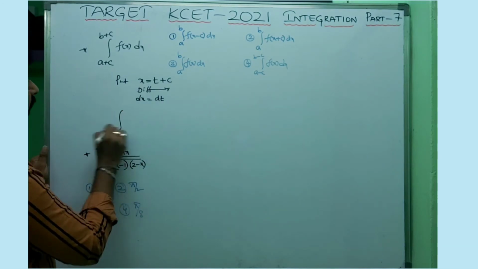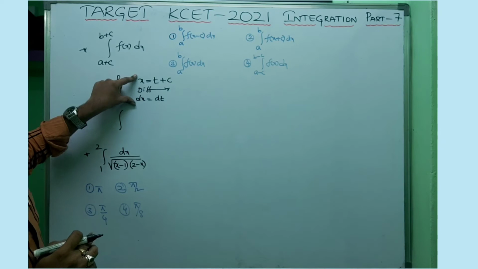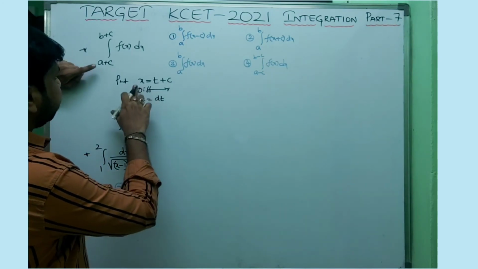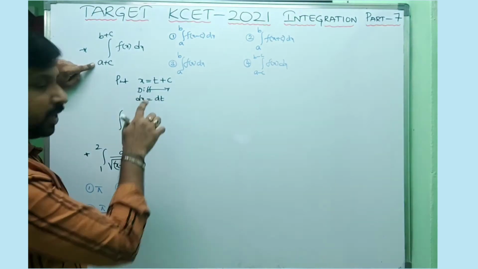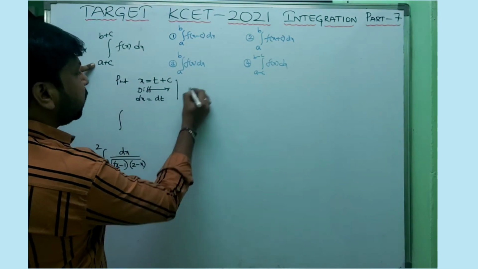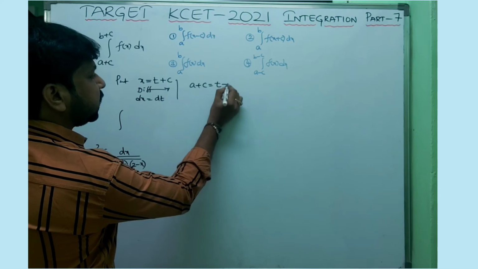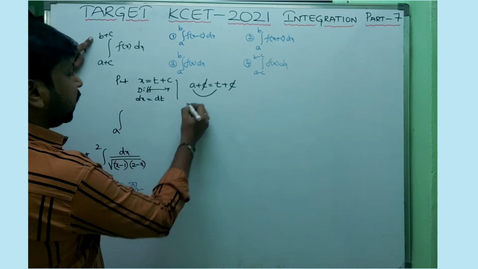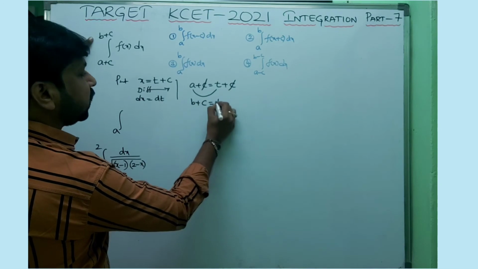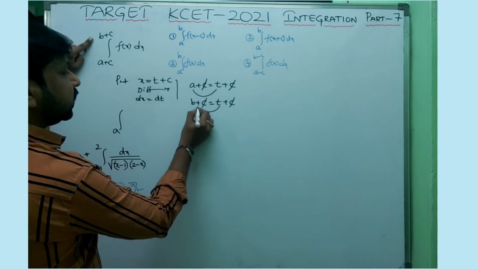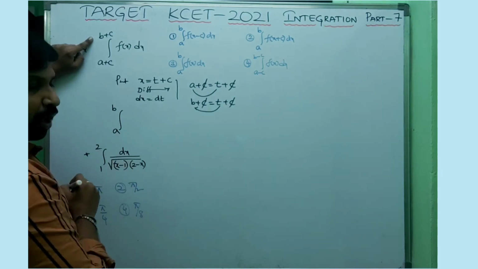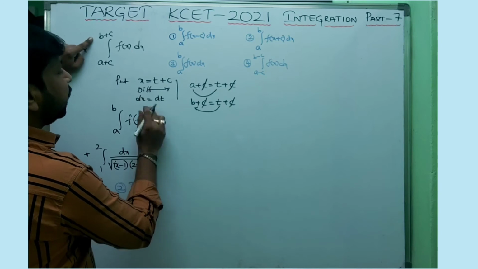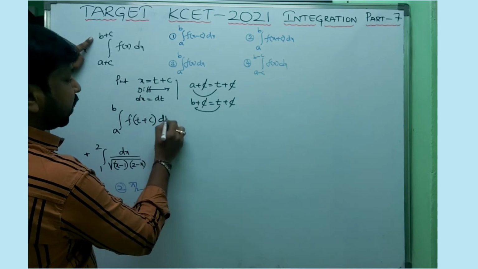Now whenever you are taking a substitution, you need to change the limits. So what are the limits here? You need to simplify. If you take the lower limit, x as a plus c is equal to t plus c, then c gets cancelled and you get lower limit a. Coming to the upper limit, b plus c is equal to t plus c, c gets cancelled, t is nothing but b. So lower limit a, upper limit b. F of x can be written as f of t plus c, and dx can be written as dt according to this.